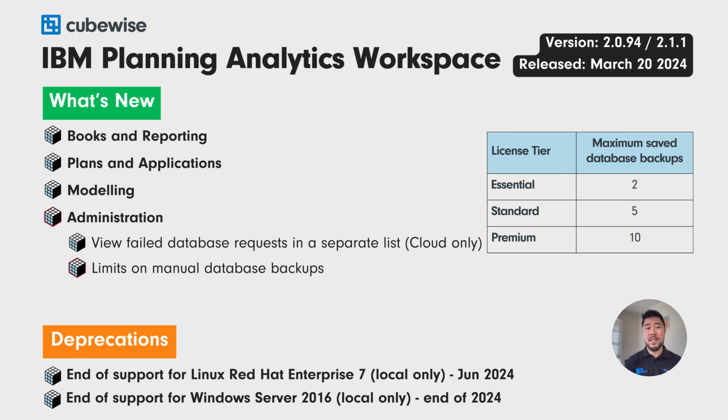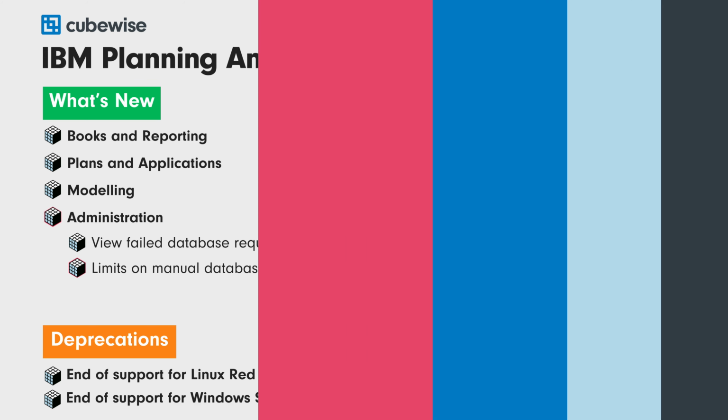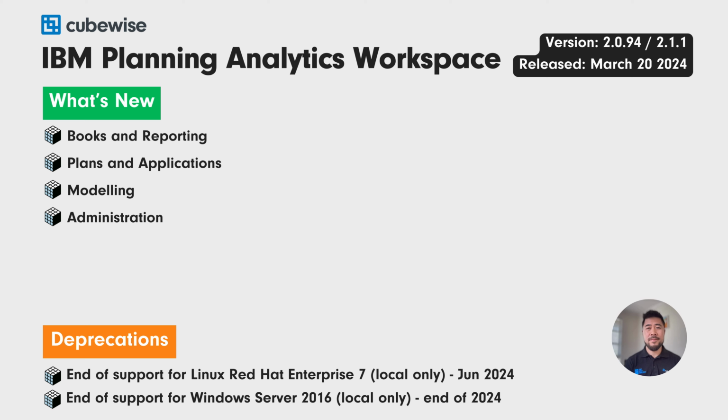A limit has been set for manual database backups on Planning Analytics as a service, which is limited by the license. For those on the Essential tier, this is set to 2. The Standard tier is set to 5, and Premium is 10. In the situation that you have reached the maximum backups saved, you'll be asked to delete an existing backup file and try again. Now for deprecations.